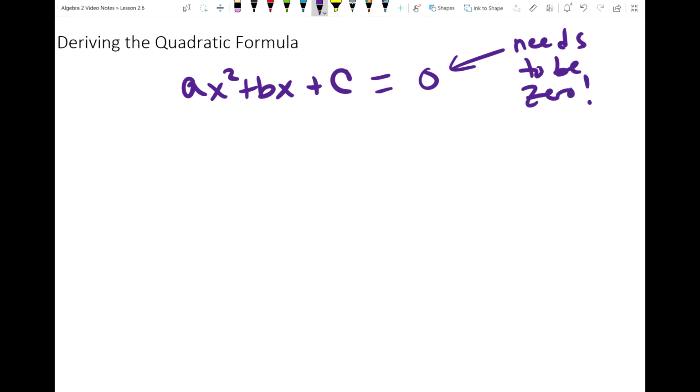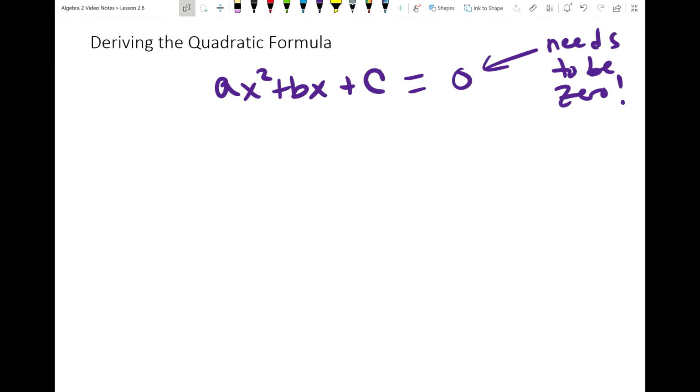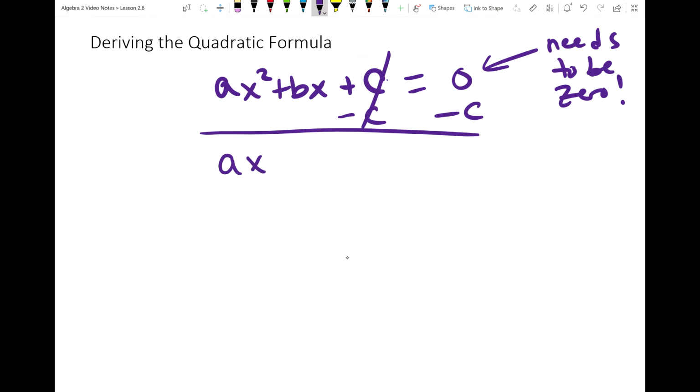Okay, so how do we come up with this formula? Well, using the completing the square process means that you have to solve for x by turning this into a perfect square trinomial. In order to do that, you're going to first move the constant over to the other side. So we're going to move that c over to the other side by subtracting it out. We get negative c on the right side.